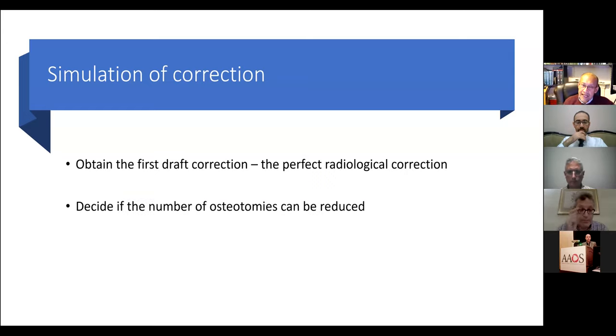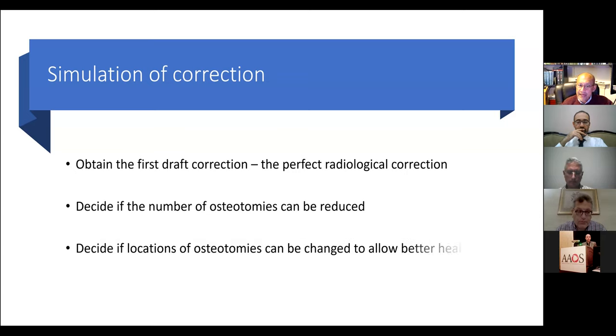First, can you achieve a similar correction, similar, not the same, but with the number of osteotomies reduced, especially if this is multi-level surgery? And the second question you need to ask yourself is, for each osteotomy, can I actually change the location of the osteotomy to a part of the bone so that I get more predictable and better healing? This is taking your simulation of correction to the next level, not just doing the correction to get that perfect X-ray.